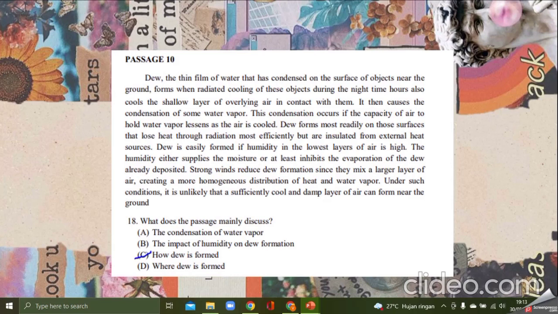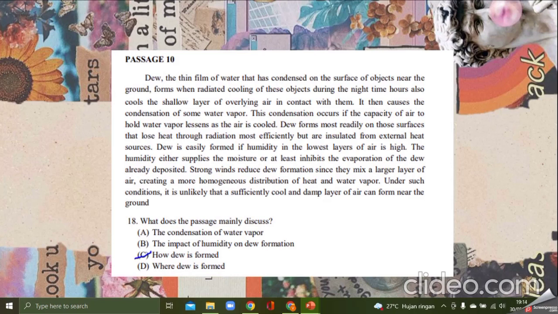There is easily humidity in the lowest layer of air is high. The usually either suppressing the most zero or inhibits the evaporation of the deep oily deposits. Strong white breeders give formation since the next layer of air, setting a more homogeneous distribution of it in water vapor. Under such conditions, it is unlikely and insufficient to enter layer of air can form near the ground.